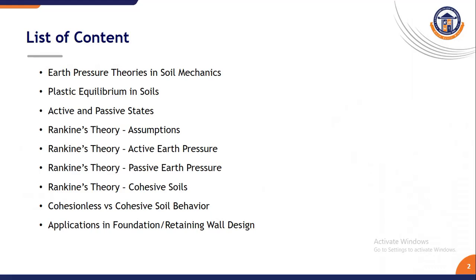These are the list of contents we will discuss in the class one by one. Earth pressure theory in soil mechanics, plastic equilibrium in soils, then active and passive states of soil, then Rankine's theory with active pressure and Rankine's theory with passive earth pressure, then Rankine theory with cohesive soil, then what is cohesionless and cohesive soil behavior, and then finally, concluded with application in foundation and retaining wall designs.